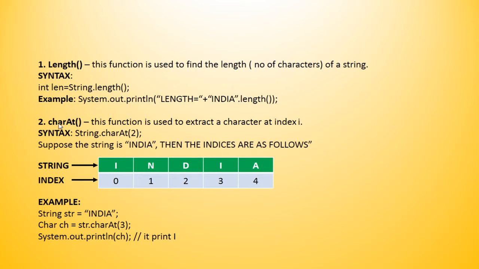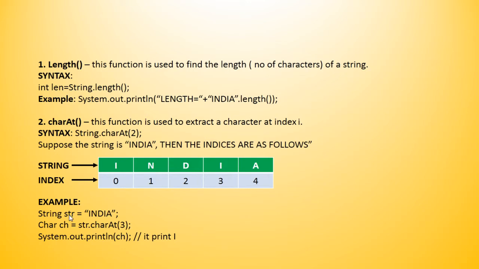Let us see the second function, charAt. What will the charAt function do? It is used to extract a character at index i. What is actually a string? This is a string. It is actually a group of characters or an array of characters. INDIA: I is located at the 0th index, N is located at index 1, then 2, 3 and 4. So these are the different index numbers for this string India.